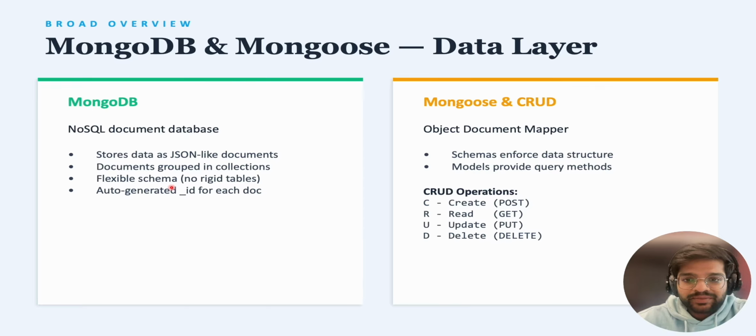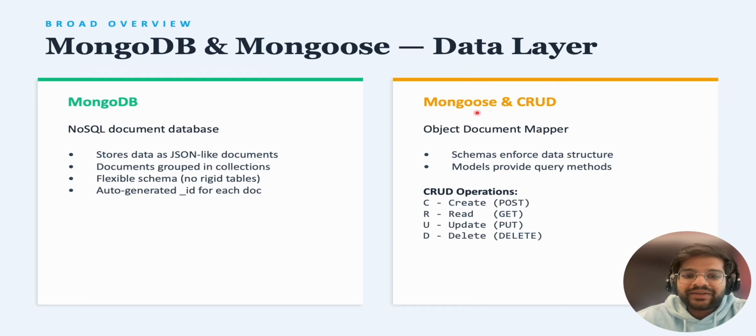You can have documents in the same collection with a slightly different feel. That said, in practice, we usually still want some structure. That is where Mongoose comes in. MongoDB also auto-generates a unique ID for every document we insert, so we don't have to create our IDs ourselves. MongoDB handles it with ObjectID, which is guaranteed to be unique.